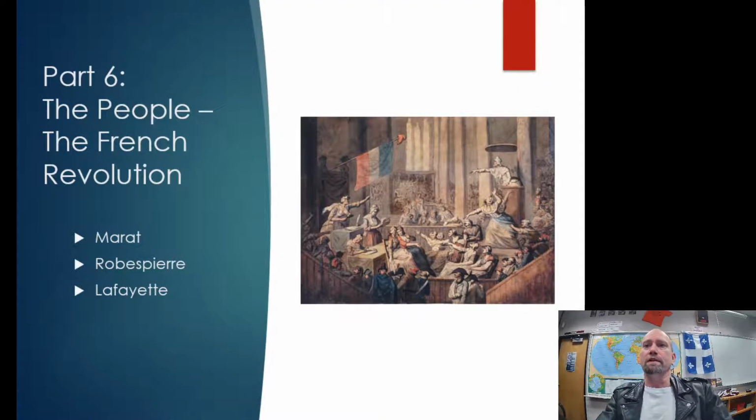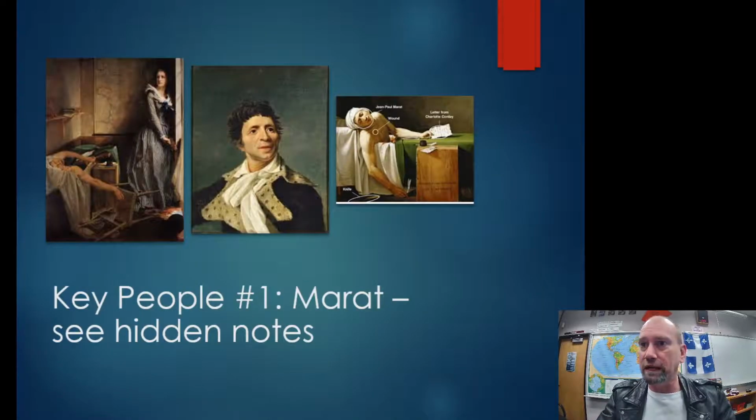Part 6, the people, the French Revolution: Marat, Robespierre, Lafayette. These are just three people. There's way more. We've already talked about some. These are some we have not yet talked about, so we're going to make sure we don't miss these three.